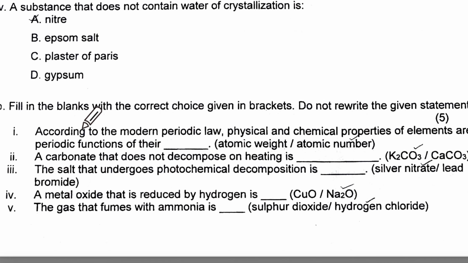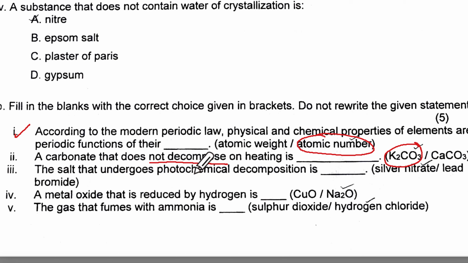What is the first blank, the atomic number is correct? Did you get that? Carbonate that does not decompose on heating will be, when it does not decompose, it's because it's got strong affinity for oxygen. So right on top of the EC series will be this strong affinity. This will give you CaO and CO2.